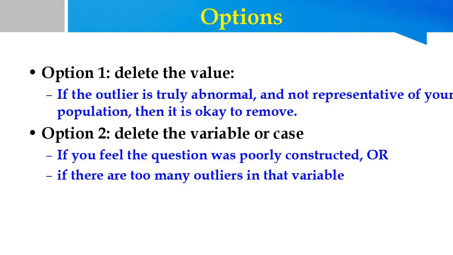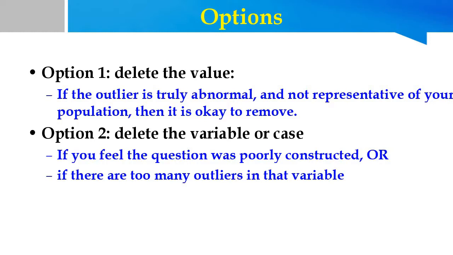Option number 1 is delete the value. If the outlier is truly abnormal and not representative of your population, then it's okay to remove it, just like in our case. So age of 12 and age of 145, they are not representative of the dataset. So both can be removed.